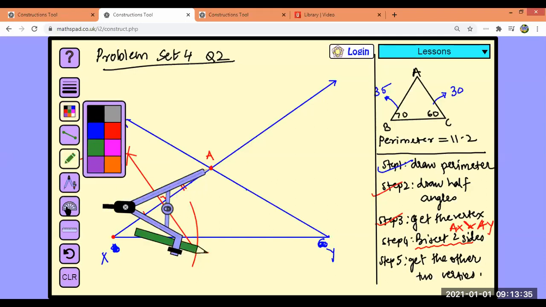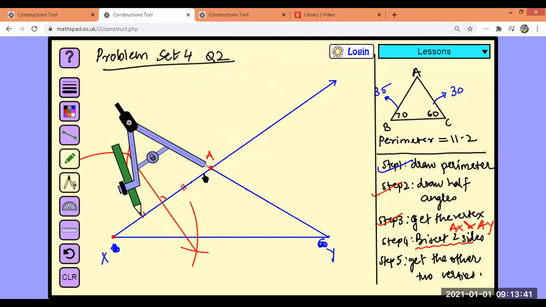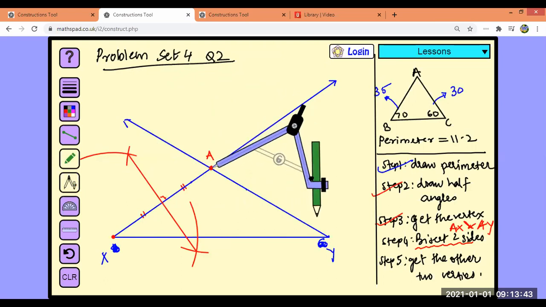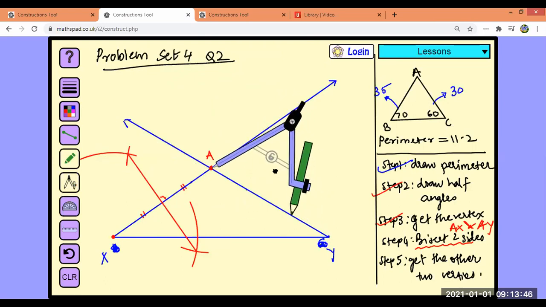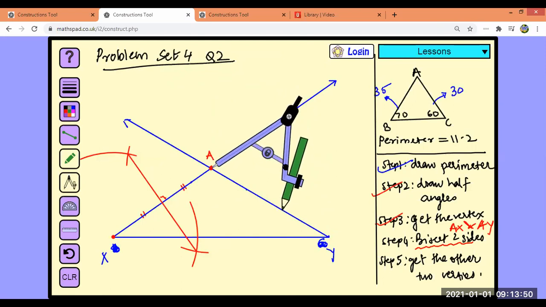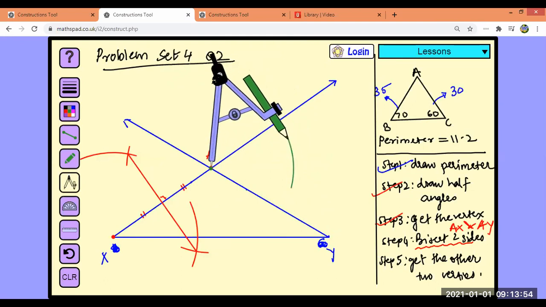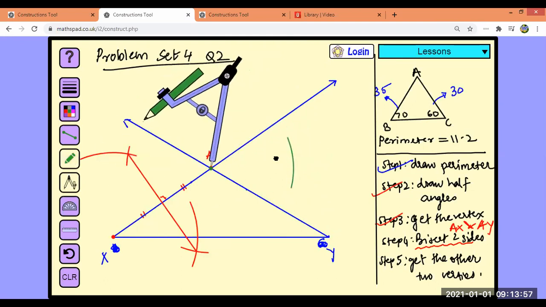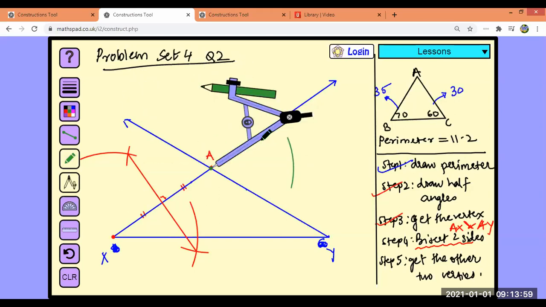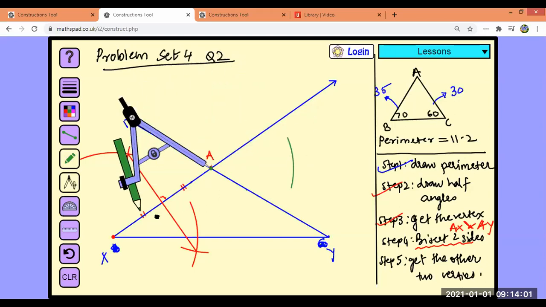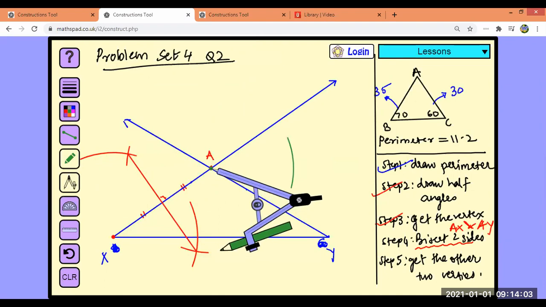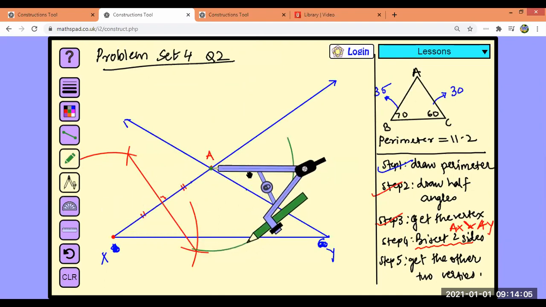Next step is to bisect the other side, which is AY. So we are going to bisect AY. You see, this is complete AY. We need to take more than half distance. Fine. And using the same distance, we are going to cross out those two arcs. So here, this is the arc on one side. We draw a similar arc on the other side. So just a minute. Here, we draw the arc on the other side like that.